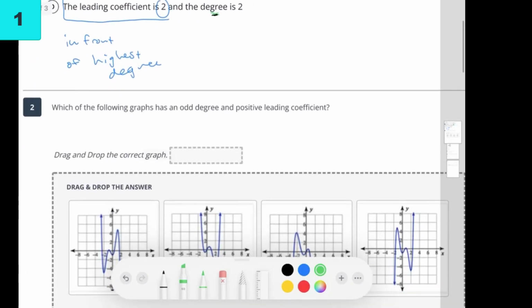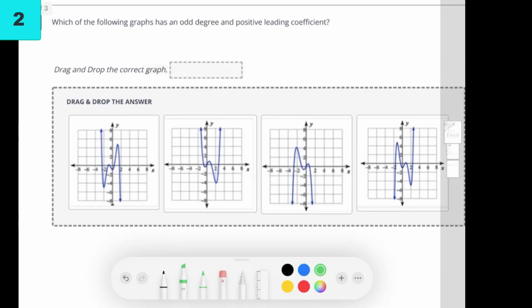A, that's B. Alright. Number 2, which of the following graphs has an odd degree? The easy one is x to the 1st, right? That's a linear, looks like this. And then a positive means that those arrows stay the same. Okay, so I need an arrow in the bottom left, down here. And the only one that has that is this graph and this graph.